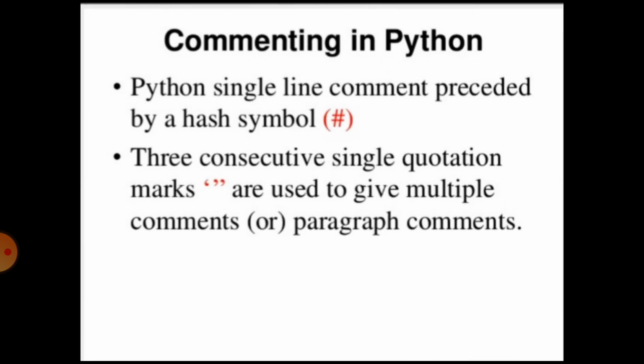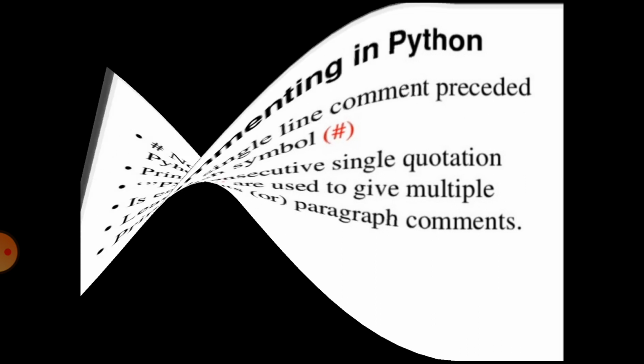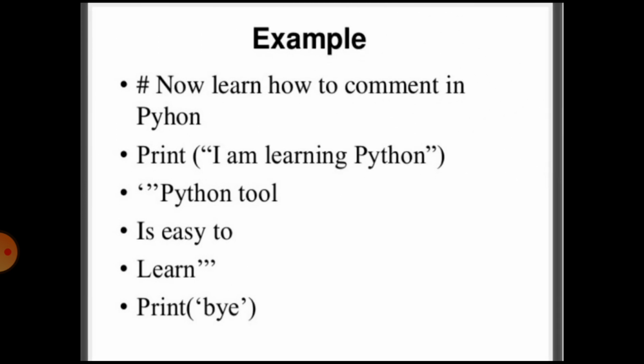How to use comments in Python: suppose you want to ignore any line in Python, how can you do it? A Python single line comment is preceded by a hash symbol. Consecutive single quotation marks are used to give multiple comments or a paragraph comment. Here is an example, through which we can specify where the single line comment is, and where the multiple line or paragraph comment is.